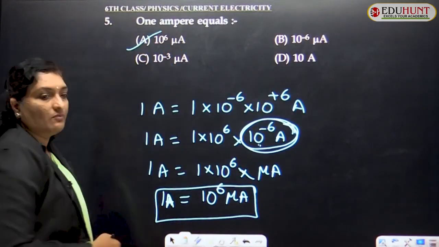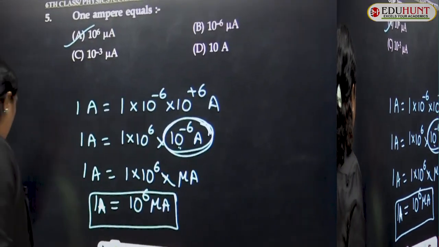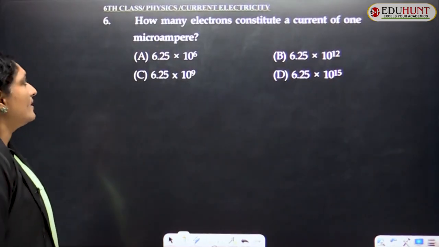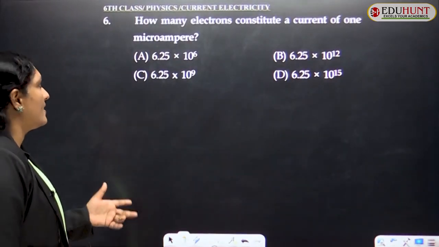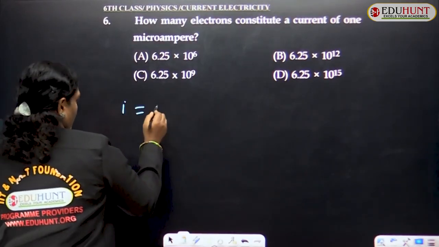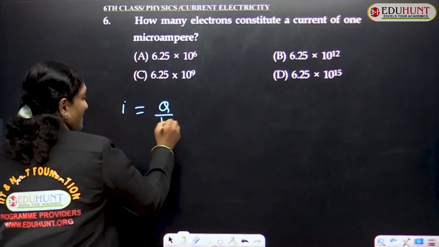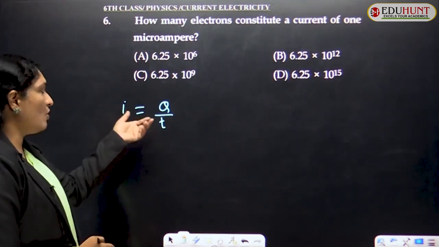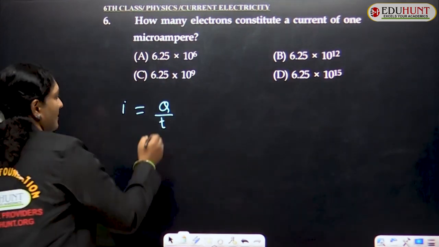Hence, option 1 must be true. So now to the next question. Sixth one, how many electrons constitute a current of 1 microampere? We know that the current is defined as charge upon time. The rate of flow of charge is called electric current.